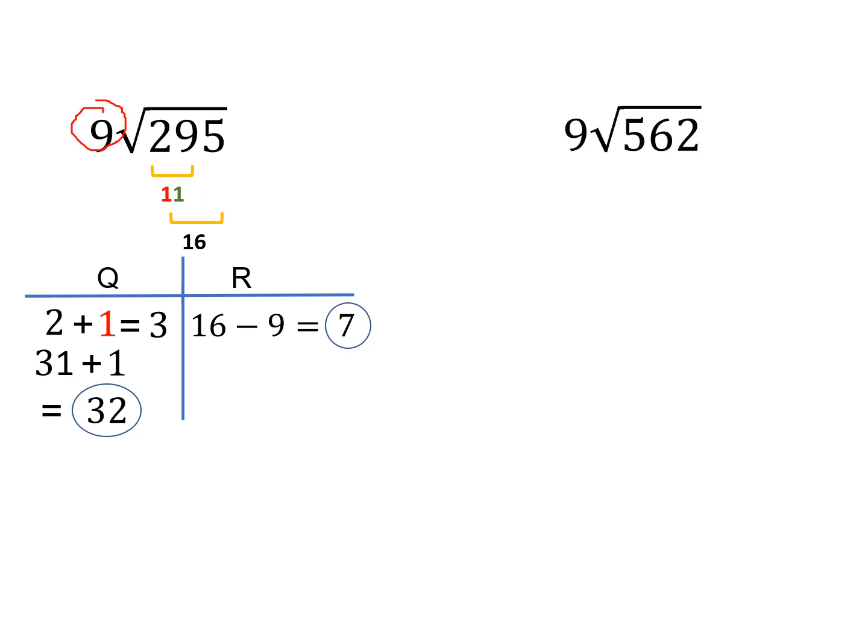Next, 562 divided by 9. Write a 2-column table with Q and R. The first digit of our quotient could be 5. So the next step is add 5 and 6. This will give us 11, again a 2-digit number. So we're going to add the tens digit, which is 1, to 5, and this is equal to 6. Now, 6 is the first digit of our answer.